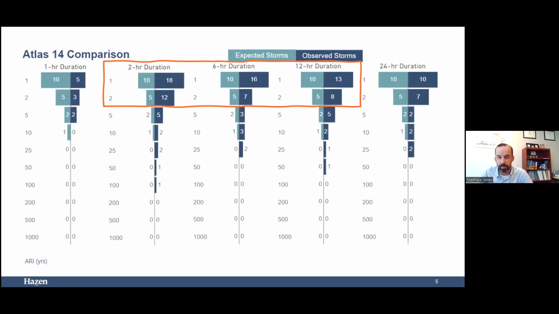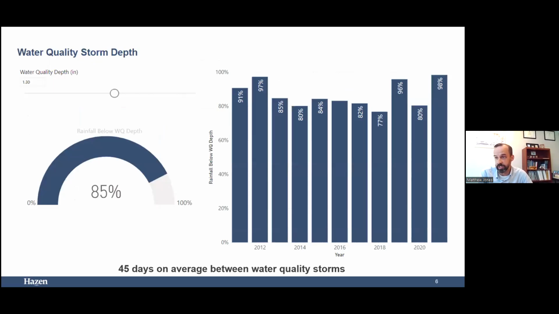So when we think about green infrastructure that's often sized for the water quality storm, or around an inch of rainfall, this gives some insight that perhaps we can have a meaningful impact on these storms. They're not causing widespread flooding necessarily, but they may be responsible for localized complaints and localized issues. And again, we're seeing a lot of changes there.